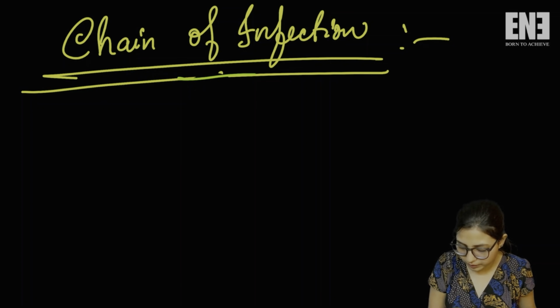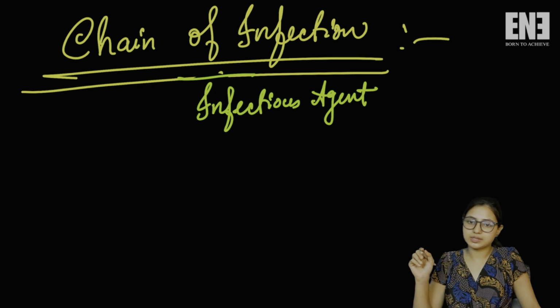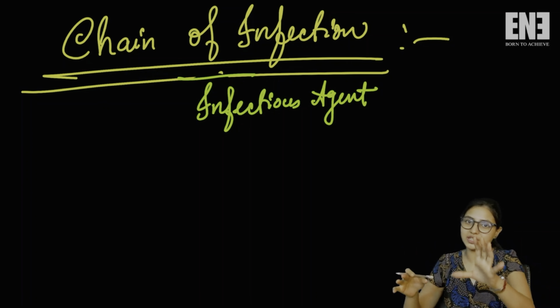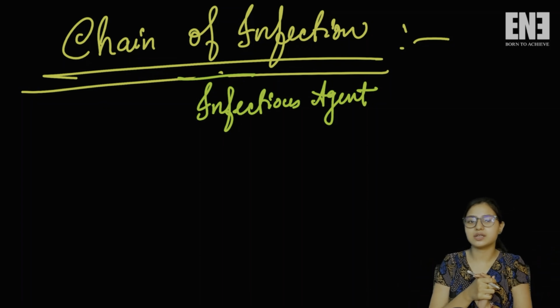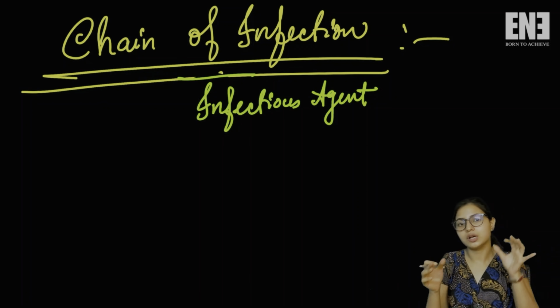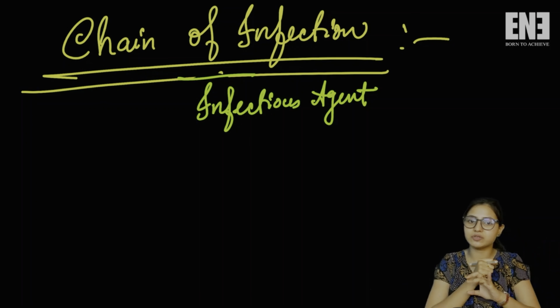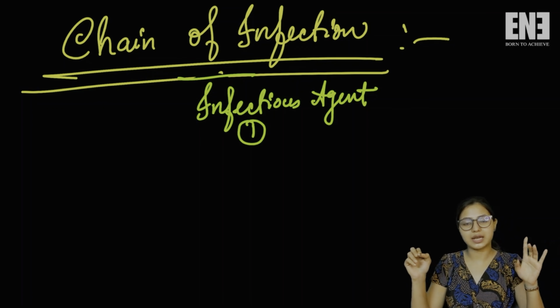Okay, first है infectious agent. The agent has come that is going to spread the infection. For example, influenza virus only. Influenza virus is the infectious agent that is going to cause the disease. ठीक है? So for the first link of the cycle, we got our first element, that is the infectious agent.